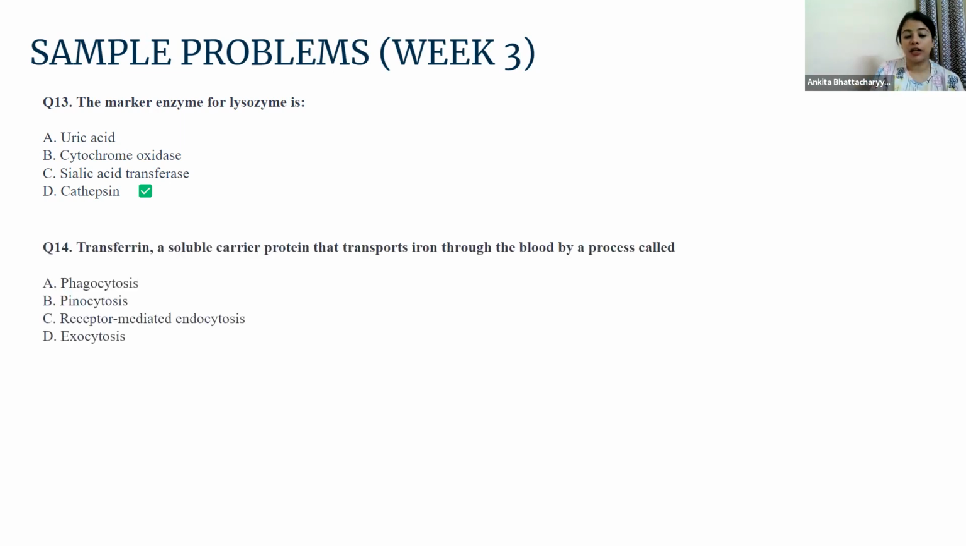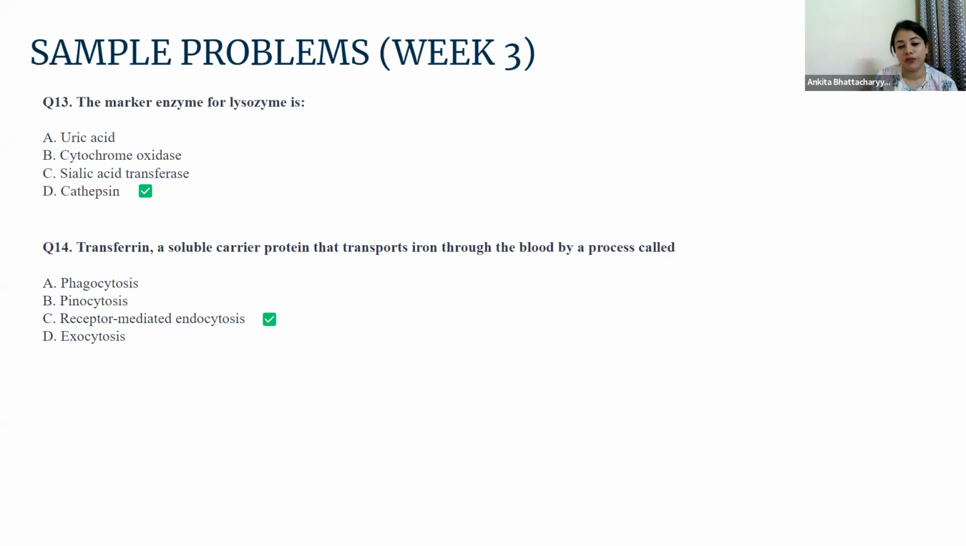Then we come to question 14, where we are talking about transferrin. So transferrin is a soluble carrier protein that transports iron through the blood by a process called as A, phagocytosis, B, pinocytosis, C, receptor-mediated endocytosis, or D, exocytosis. So the answer to this question is receptor-mediated endocytosis.